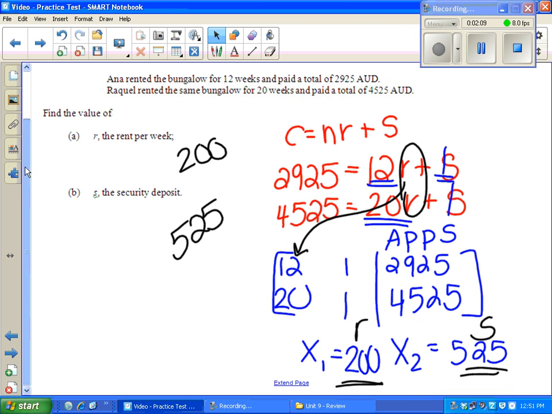I used the app button on my calculator where I can solve simultaneous equations by entering them in this little matrix. So I have 12, 1, 29.25, that's my first equation. My second one was 21, 45.25. I get two values for x. Whichever unknown shows up first in your matrix is your x1. So my R was 200, my S was 525.